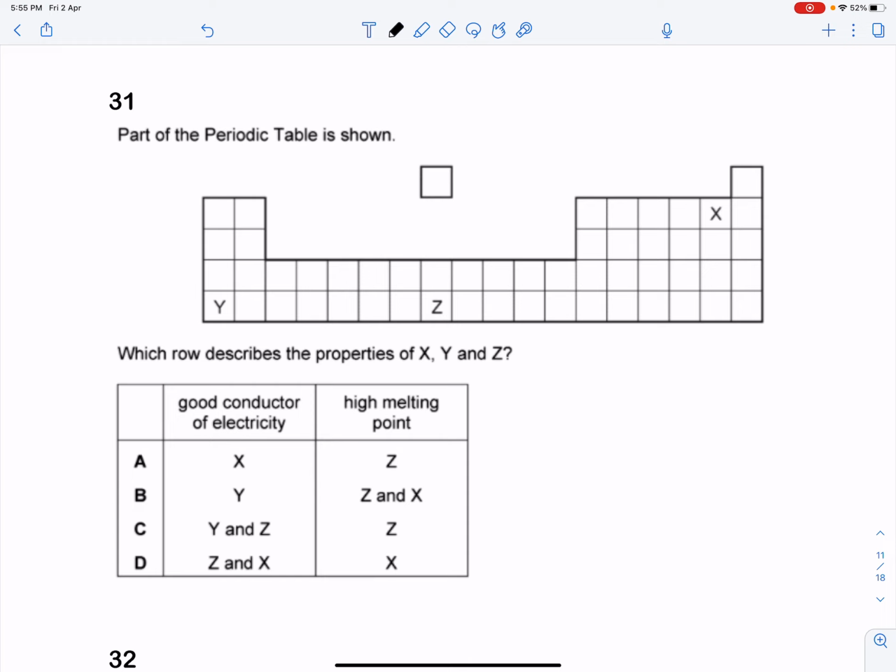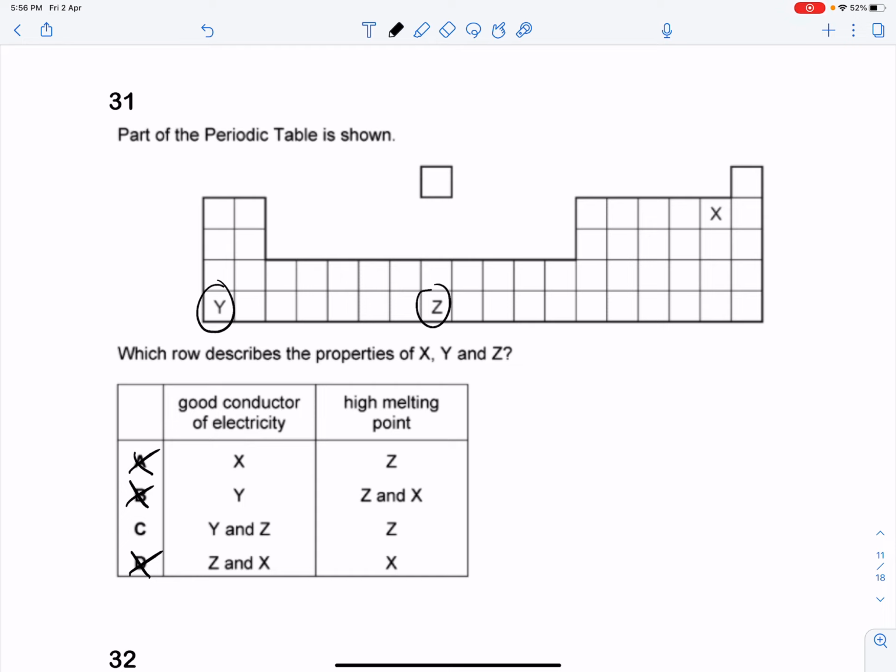Let's dive in. Part of the periodic table is shown. Which row describes the properties of X, Y, and Z? Well, metals are good conductors of electricity, so Y and Z are definitely going to be good conductors. So definitely not just X, definitely not just Y, definitely not Z and X. So we know already the answer is C, but let's check.